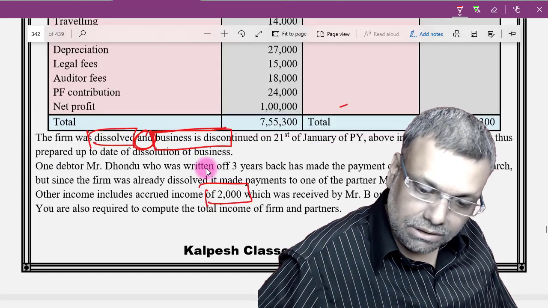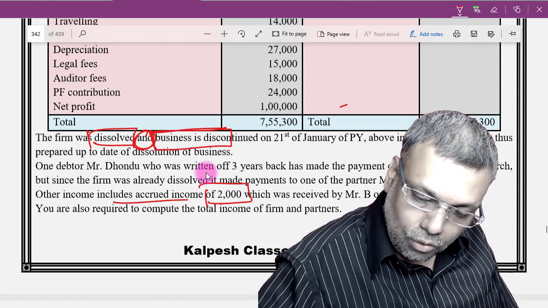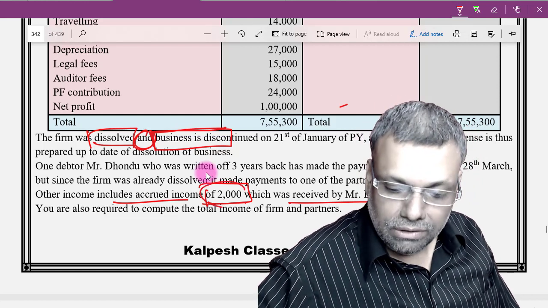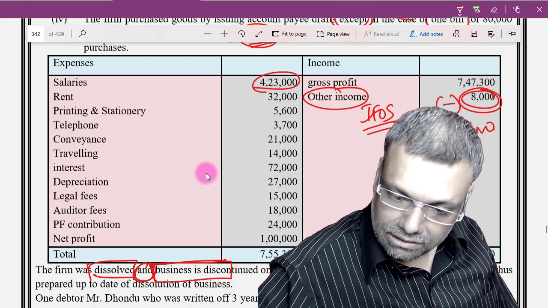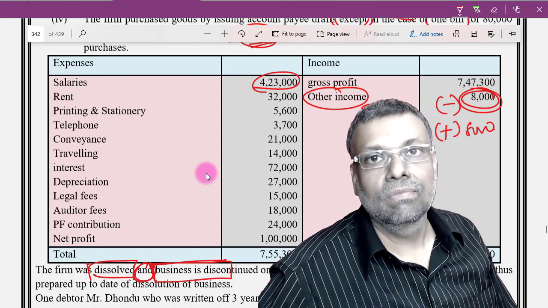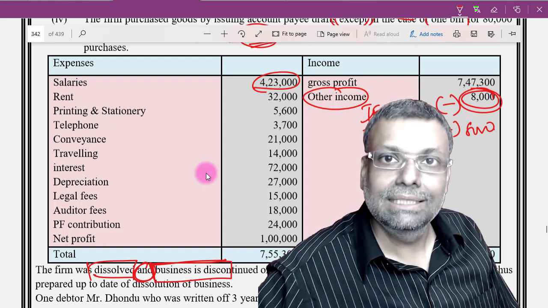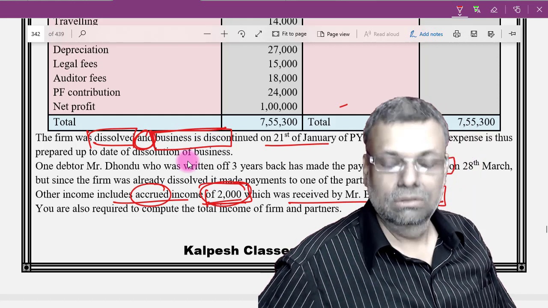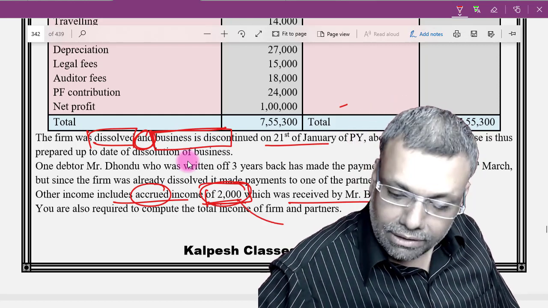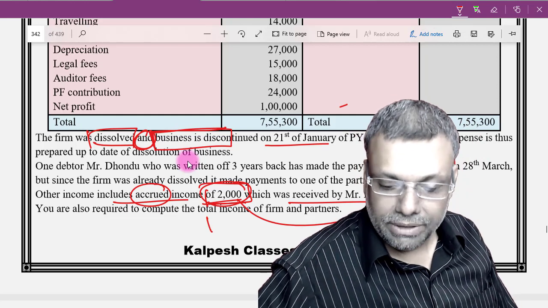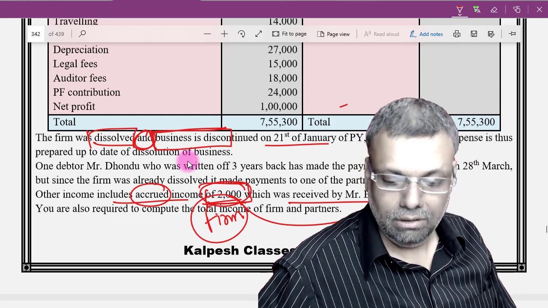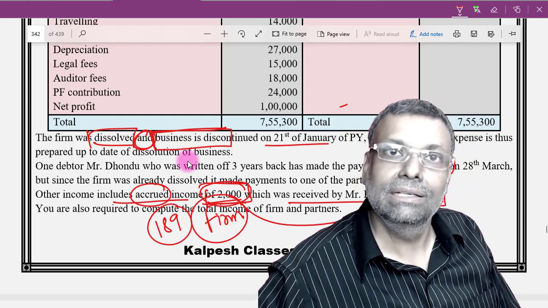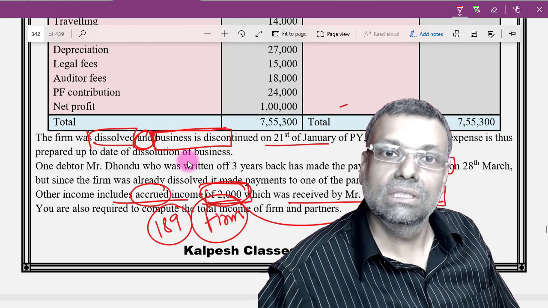So if you see this particular situation, a transaction of accrued income of 2000 which was received on 29th of March. Okay, so these 2000 is already included in this 8000. So this 2000 is anyway taxable up to 21st of January, because it is already accrued up to 21st of January. However, it has been received afterwards. So these 2000 rupees will be taxable in the hands of the firm only. Reading with the spirit of section 189, that 2000 rupees will be taxable in the hands of the firm only, because it is accrued to the firm.